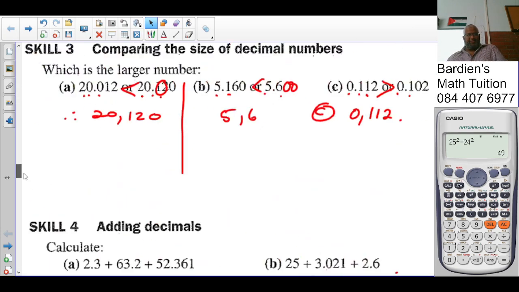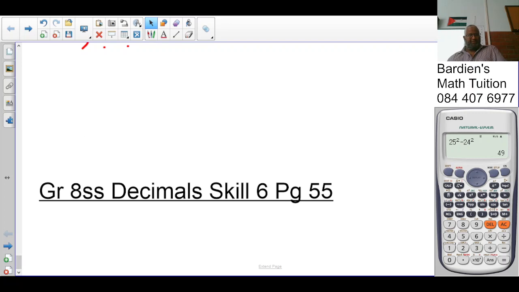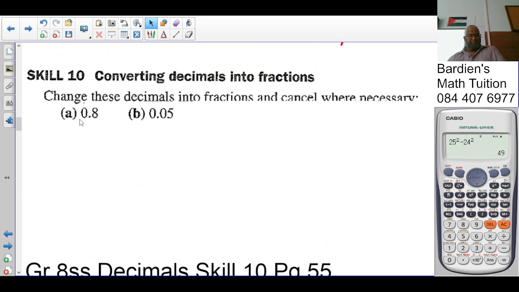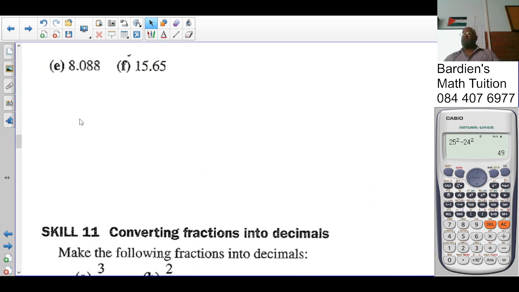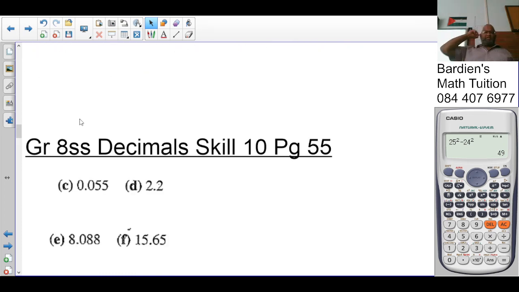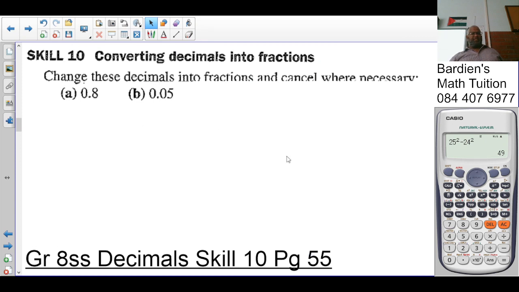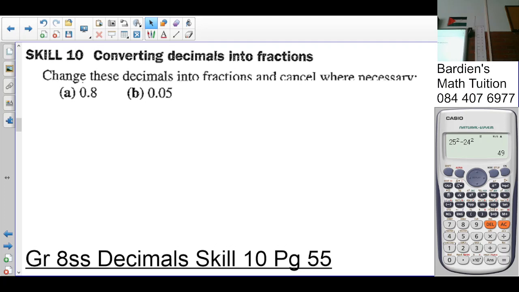For homework you had skill 10, 11 and 12 from the diagnostic test on page 55. So the question says convert decimals into fractions. You were exposed to these exercises in primary school, in grade 7 and 6.